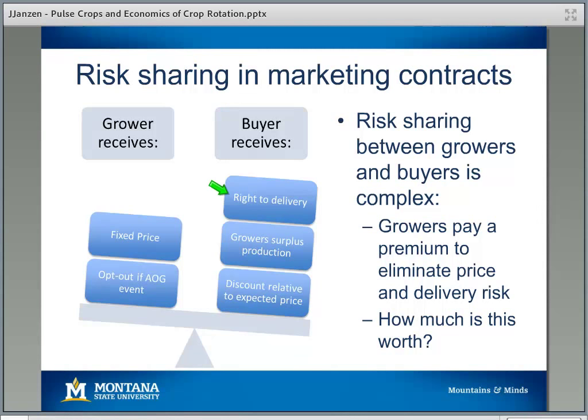But the buyer receives the right to your delivery, and often the grower's surplus production. And so you might be thinking that in exchange for this act of God clause, you might be receiving a discount relative to the price that is expected to prevail at harvest time. So you've got to evaluate those trade-offs as you think about putting pulse crops into your rotation.